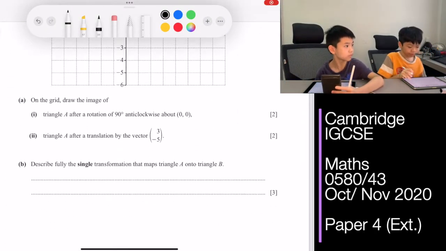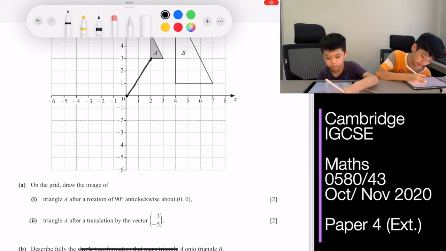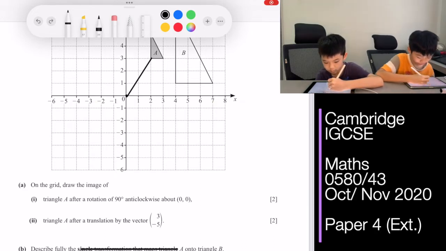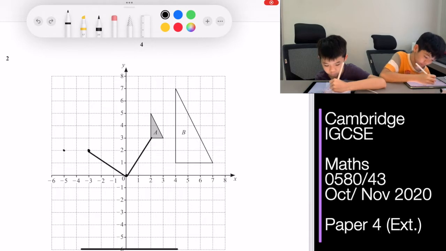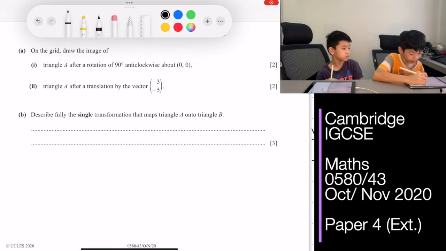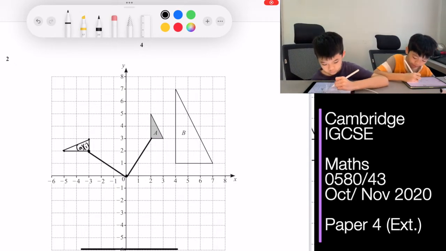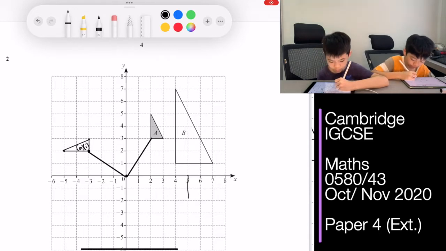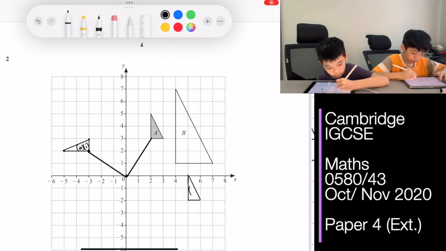Question 2A1. Triangle A after rotation 90 degrees anticlockwise about 0, 0. Triangle A anticlockwise, meaning it'll go this direction. So one plot here, one plot there, the other one here, and this is A1. Next, triangle A after translation by the vector 3, negative 5. So 3 to the right, 1, 2, 3, and negative 5, so 1, 2, 3, 4, 5, which is over here. Then just draw the same triangle. This is A2.